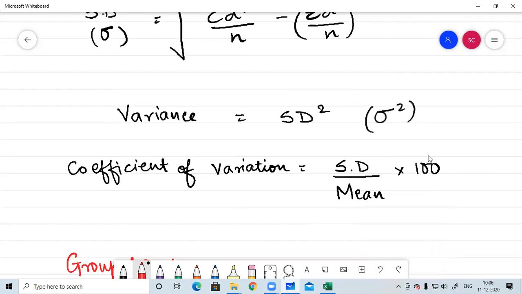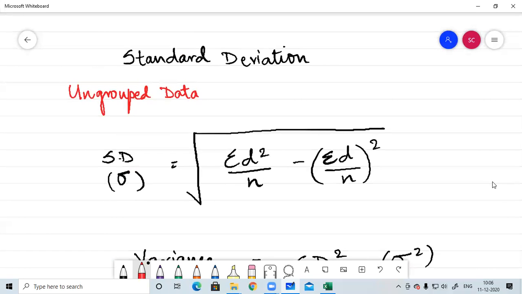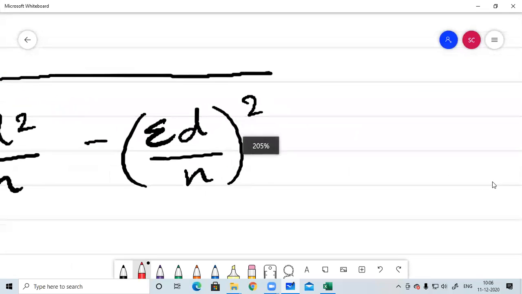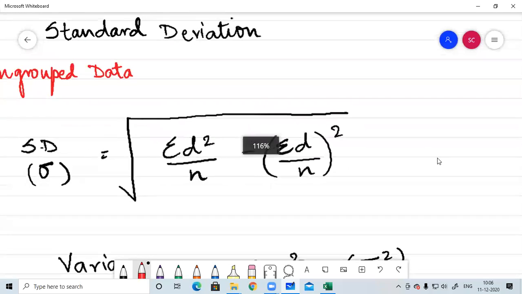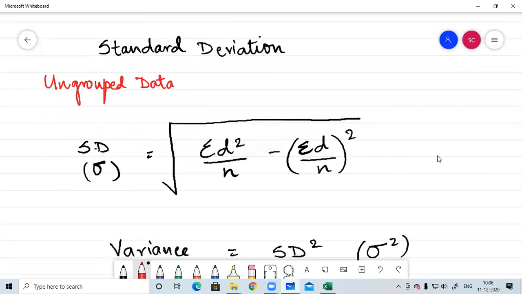Standard deviation. Now standard deviation also has different formulas. This is the formula I use, I find it very convenient. So standard deviation for ungrouped data, and we also have grouped data. Write down for ungrouped data. Standard deviation under ungrouped data is square root of sigma d square upon n minus sigma d upon n the whole square.